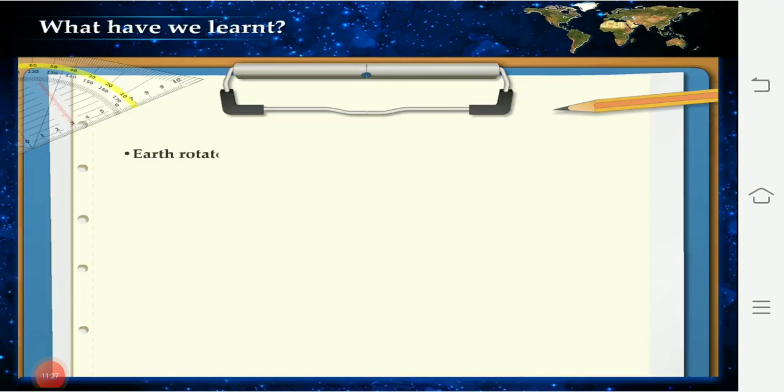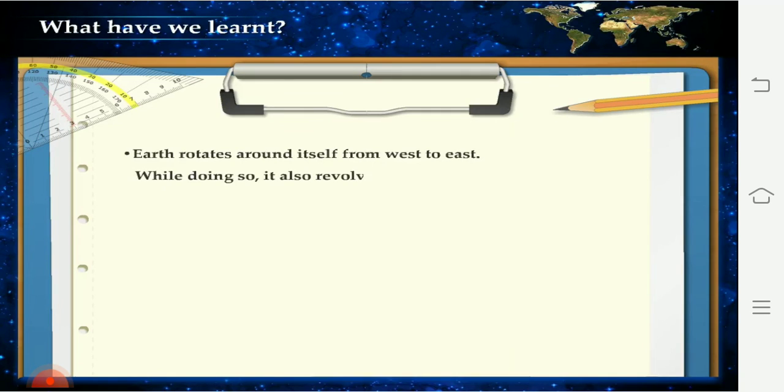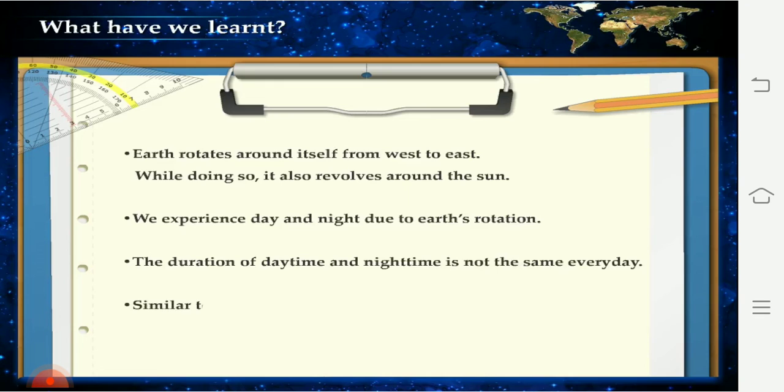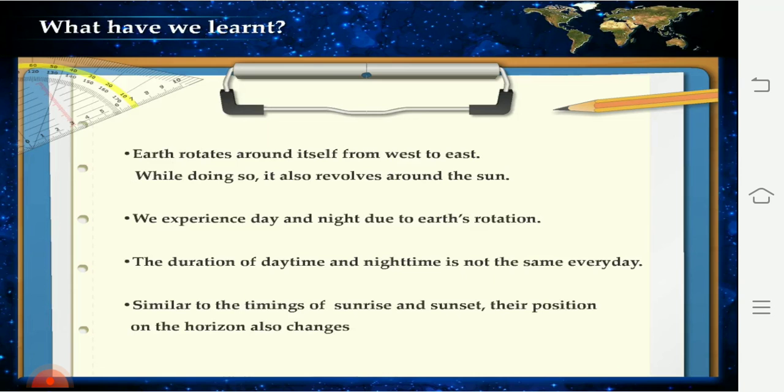What have we learned? Earth rotates around itself from west to east. While doing so, it also revolves around the sun. We experience day and night due to Earth's rotation. The duration of daytime and nighttime is not the same every day. Similar to the timings of sunrise and sunset, their position on the horizon also changes every day.